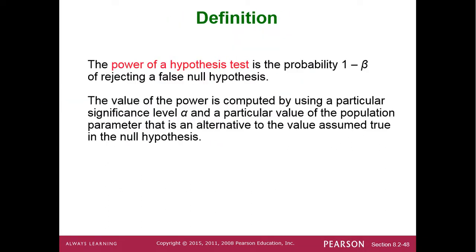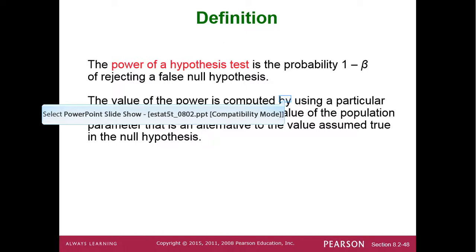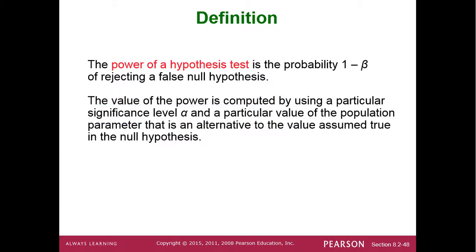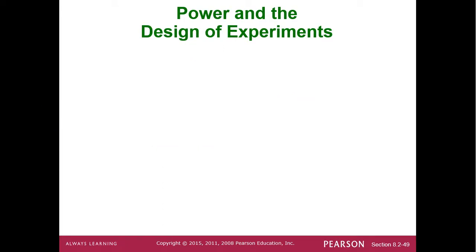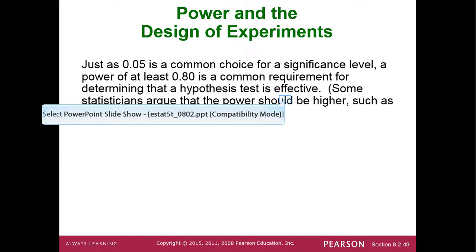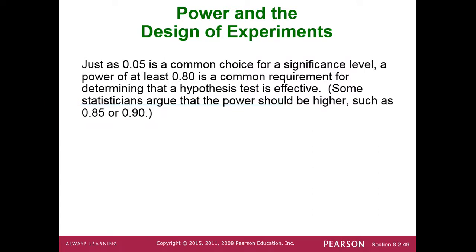Now, one other concept here that we don't talk about a whole lot, but I want you to understand, is the power of a hypothesis test. So if you know, for example, that there's a 20% chance that you would make a type 2 error with beta, then the power of the test would be 1 minus 0.20, or you would say 80%. So you'd have an 80% chance of rejecting a false null hypothesis. Software computes these kinds of things for us, but I just want you to understand the idea of power, because it has a very close link to the design of an experiment.